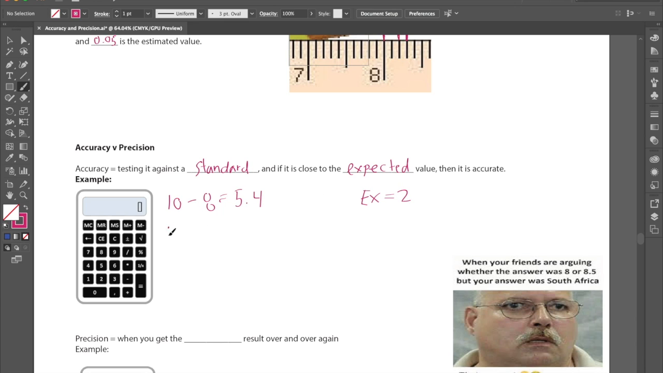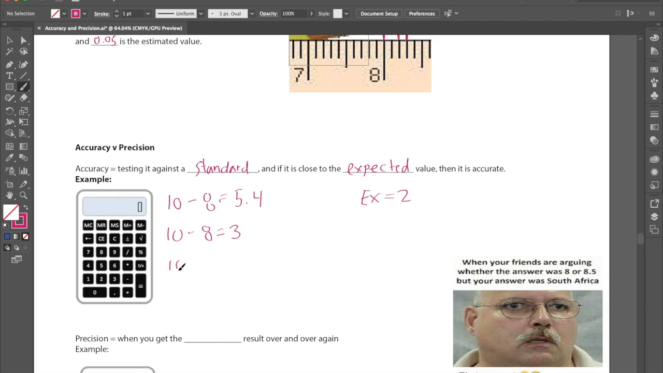So you try it again. You type 10 minus 8, and this time when you plug it into your calculator, you come up with 3. So this value is a little bit better. It's not the correct answer, it's not our expected value, but we can say it's more accurate than that first measurement because it is closer to that expected value.